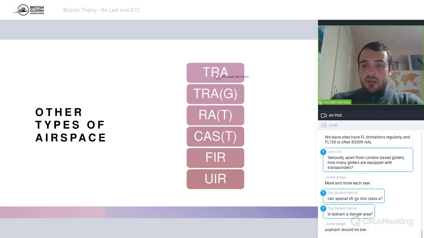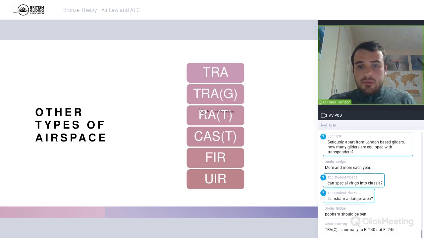TRAs are temporary reserved areas that are used for something else. So normally the military use TRAs, but they're a similar idea to TRAGs. You've got restricted area temporary. That's established for air shows. Sorry, somebody's just said TRAG is normally 240, not 245. Okay, yeah, thank you for that. So TRAG is flight level 240, not up to flight level 245. Sorry about that.